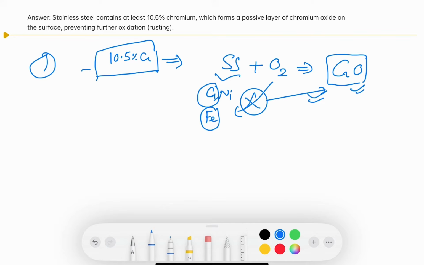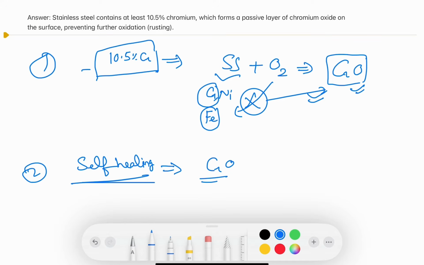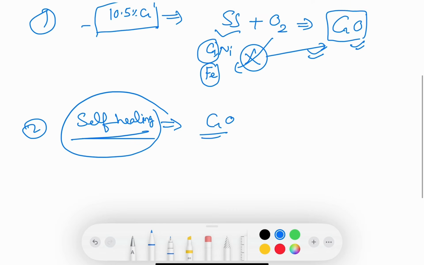Another reason is self-healing. One remarkable property of this chromium oxide layer is that it is self-healing. If the surface is scratched, the chromium in the steel will react with oxygen in the air to repair the layer, provided there is sufficient chromium content and the environment isn't too harsh. So self-healing is another reason.